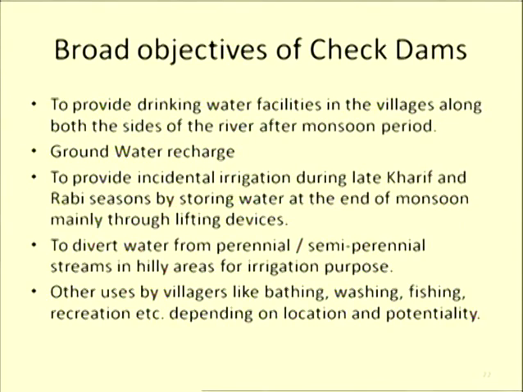The broad objectives of check dams are to provide drinking water facilities in the villages along both sides of the river after the monsoon period. A check dam is a dam whose height is, say, 2 meters, 3 meters, 5 meters, up to 10 meters, and it is constructed with the help of locally available material. Mostly the technical know-how is not as rigorous as in the earthen dam or the gravity dam. Here the local knowledge of creating a barrier and holding water is taken advantage of.